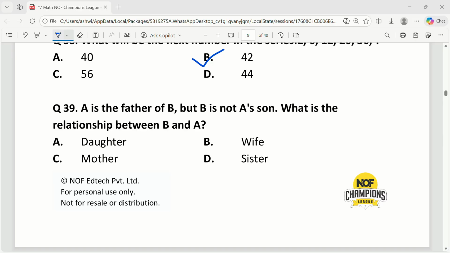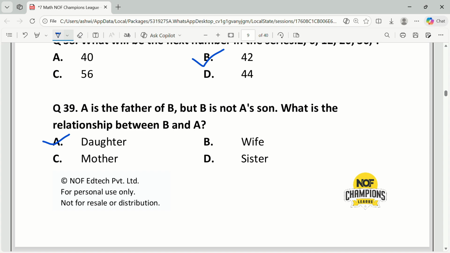Question 39. A is the father of B, but B is not A's son. What is the relationship between B and A? The answer is A, daughter. The problem states that A is the father of B. This establishes that B is A's child. The problem also explicitly states that B is not A's son. Since B is a child of A and not male, B must be female. Therefore, B is A's daughter.